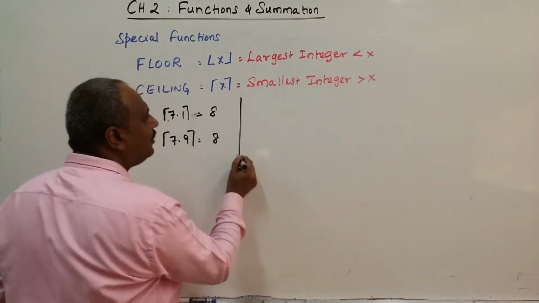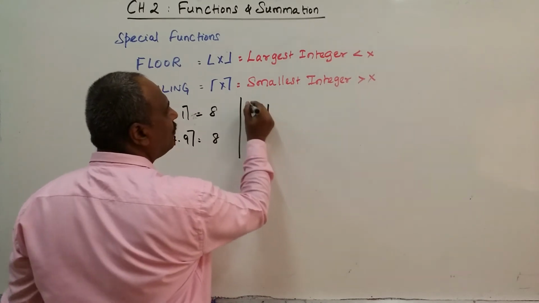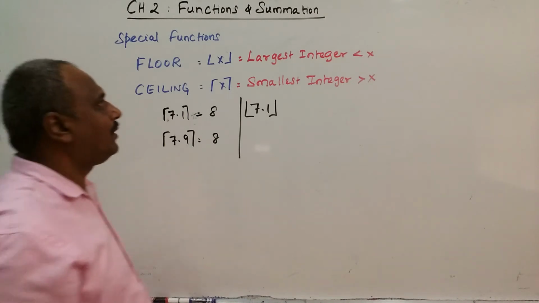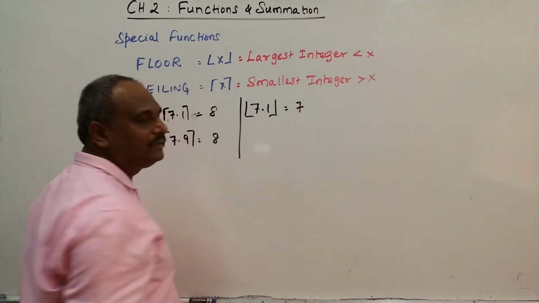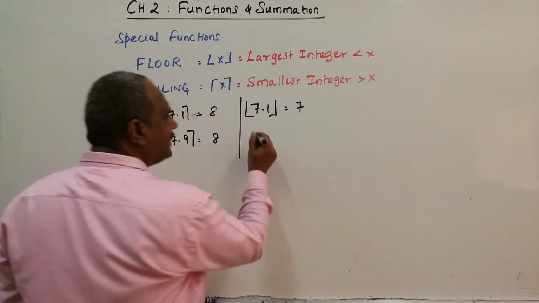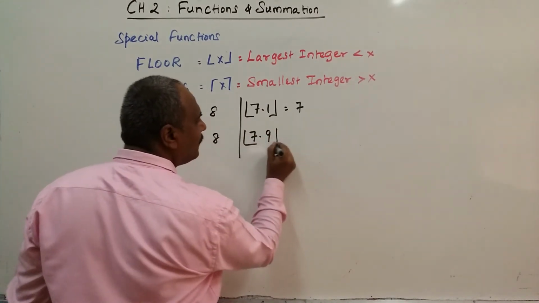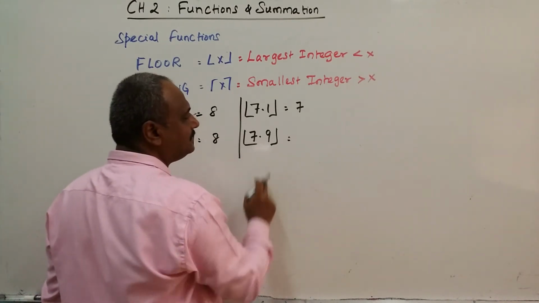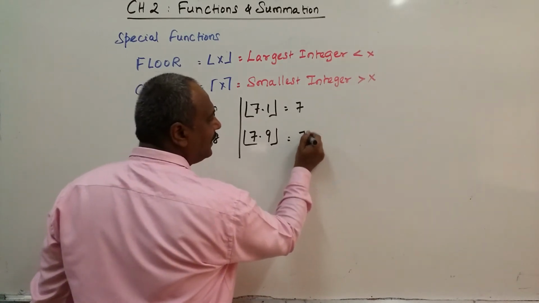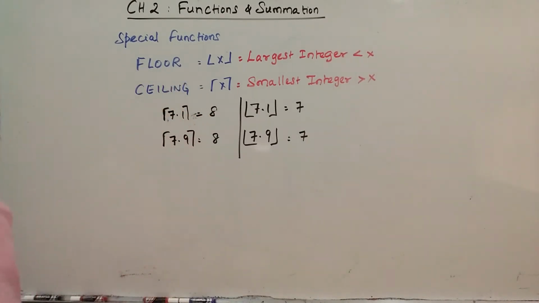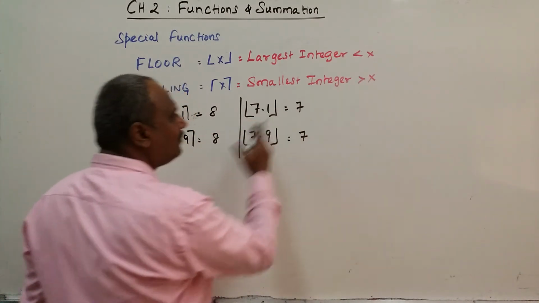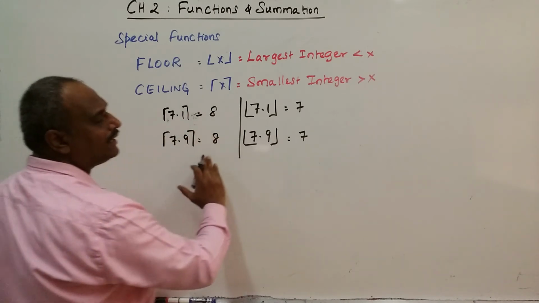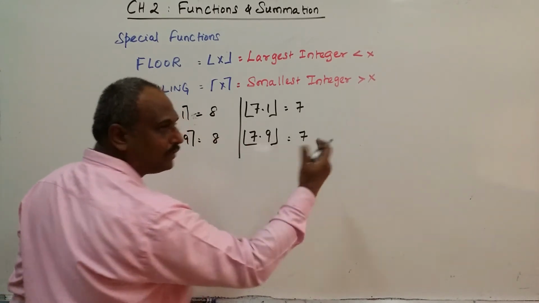The same idea applies for floor. For example, I want to find the floor value of 7.1. I am going to find the largest integer which is less than 7.1, which is 7. The same idea for the floor of 7.9: again the nearest integer below, which is 7. So for ceiling, we take the next greater integer, and for floor, we take the smaller value.